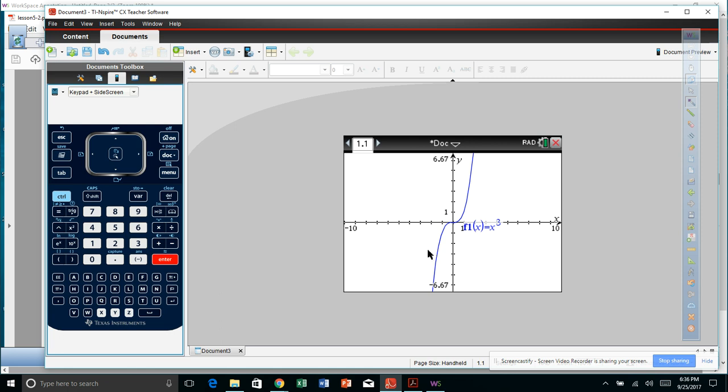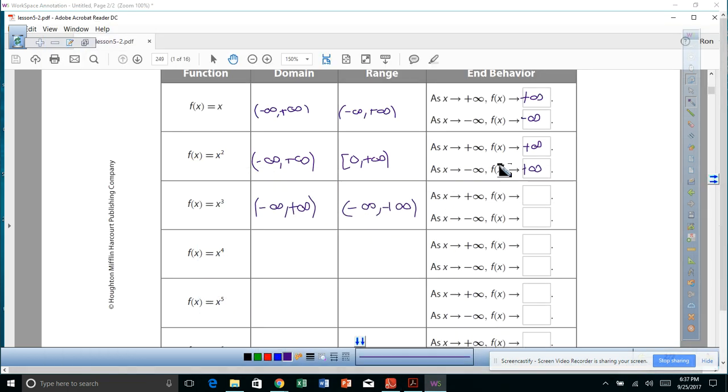Now, what about the end behavior? As x approaches positive infinity, f of x is going to get up to positive infinity. As x approaches negative infinity, f of x is going to be way down in negative infinity. So positive infinity and negative infinity. All right, let's try x to the fourth.